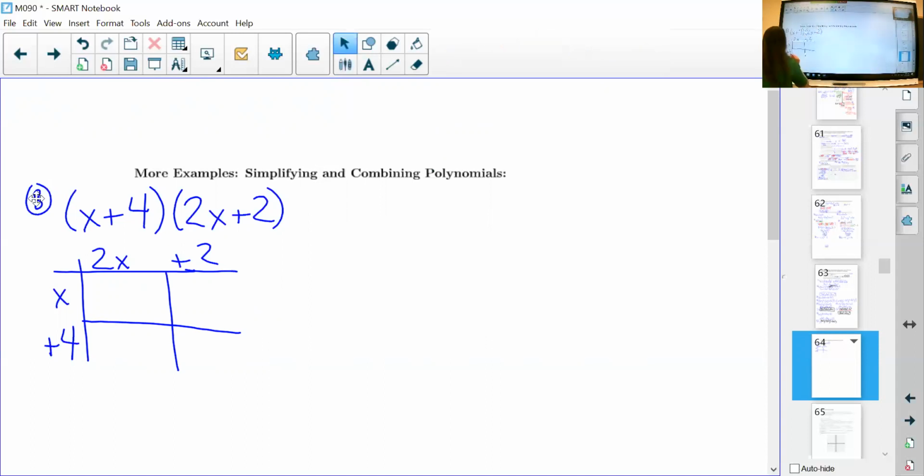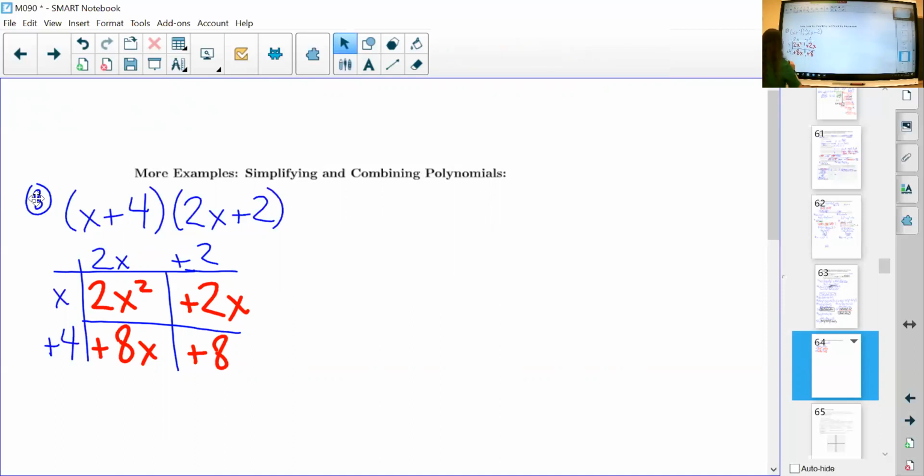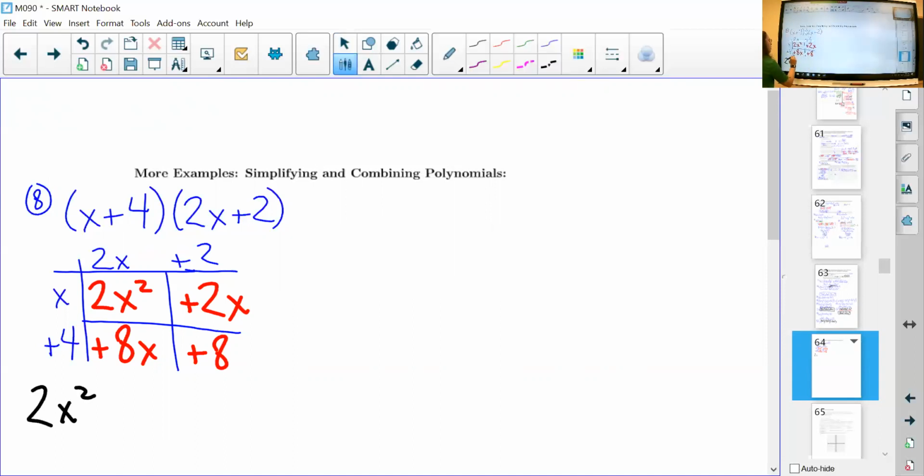We're going to do the same thing, multiply the blue numbers. So I have 2x squared plus 2x plus 8x plus 8. Even though I didn't have like terms in here or in here, I do now. Think about why that might be. Then go ahead and combine them. We get 2x squared plus 10x plus 8.